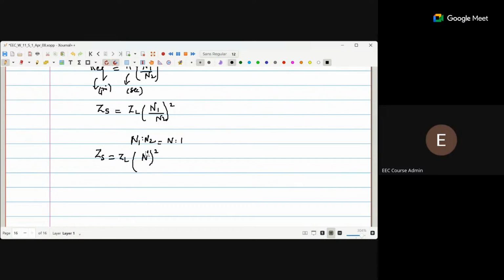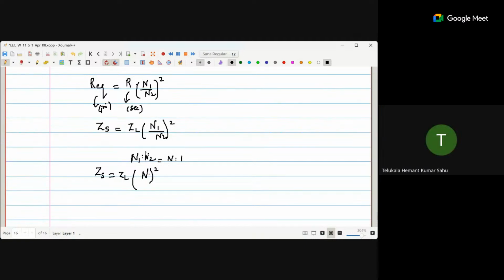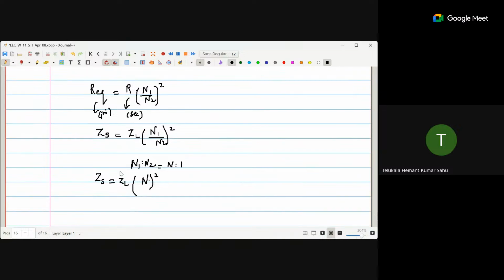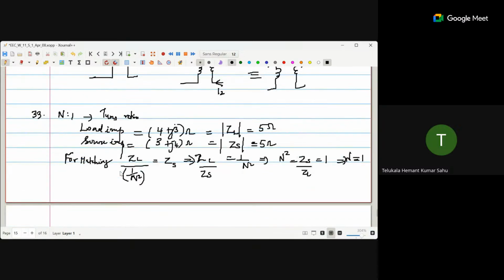Impedance matching. Here n equal to root over ZS by ZL. That is equal to 1. Here given, right? Yes, yes, ma'am.